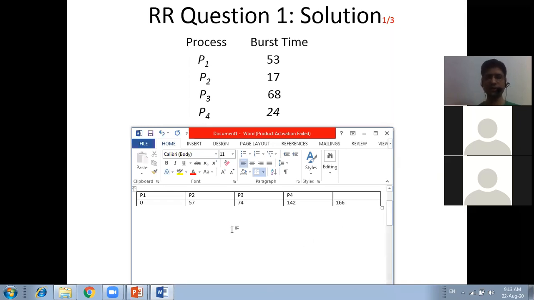Okay, so this is how you have calculated, right? From where 57 comes? This is 53, no? And there is some issue. 0 to 53, then 17 we are having, then plus the 17. You have 70. Then we have 8, 13, and then 24.